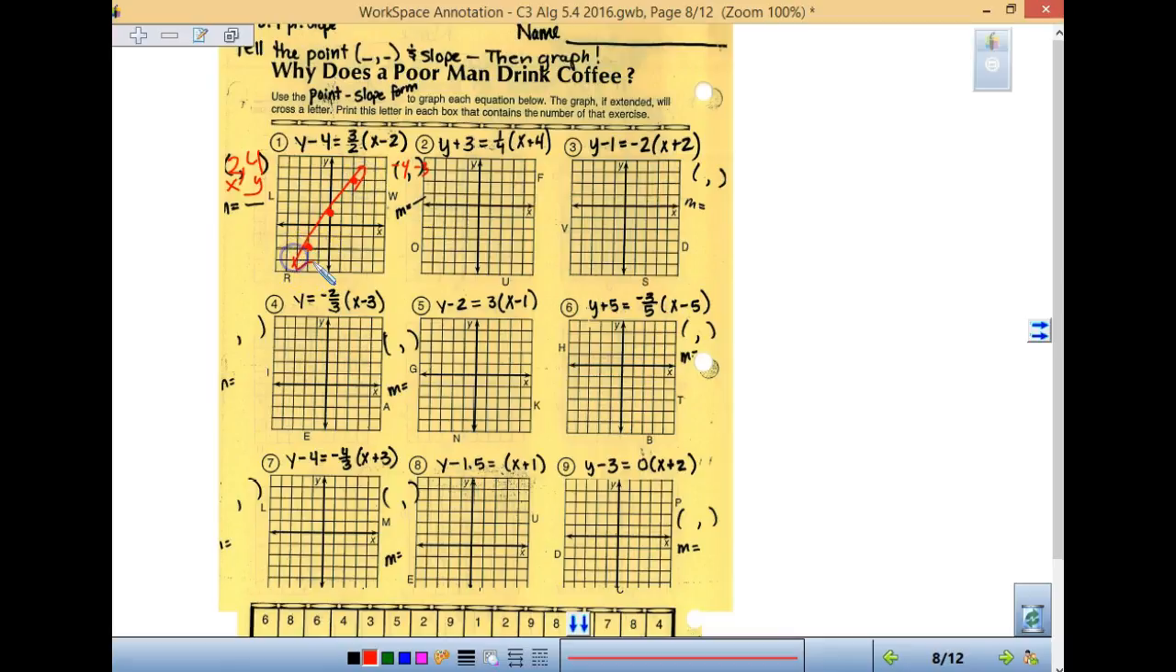Could it be really easy once I have that plotted to write it in slope-intercept form? Because I now see the y-intercept. What's my y-intercept when you look at that graph? What's my y-intercept of that one? 0, 1. So if I wanted to write this in slope-intercept, the equation would have been y equals 3 over 2x plus 1. That's really easy to see that this is my y-intercept of 0, 1. I'm going up 3 and over 2.